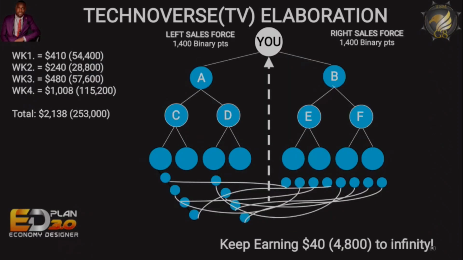So once you connect someone with the Technoverse, you follow through the same way we have described. Your first week you'll make $410. Your second week you'll make $240. Your third week you'll make $480. Your fourth week you'll make $1,008.